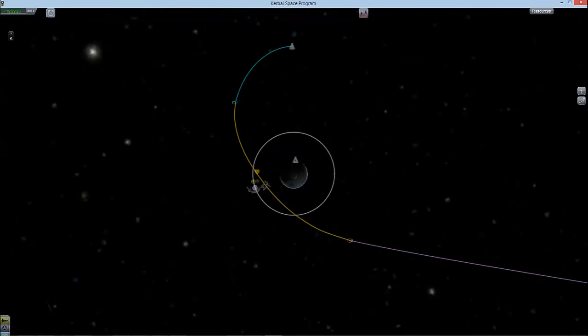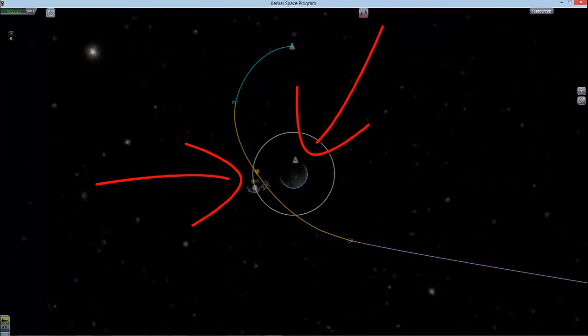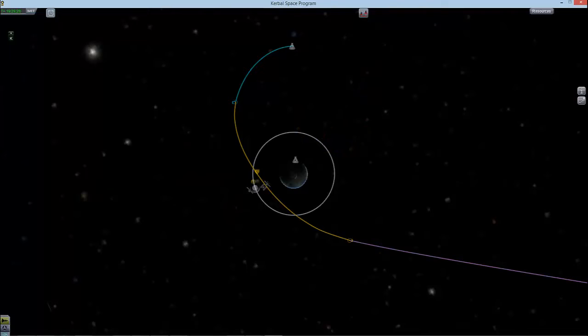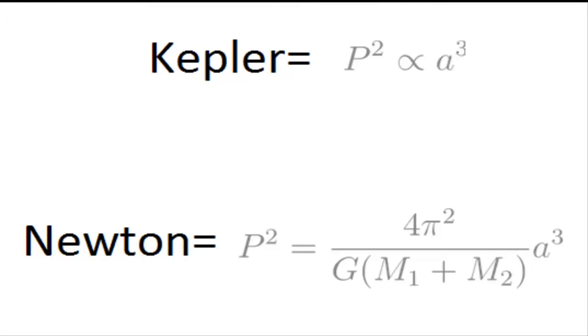However, Newton's version kicks in when both bodies have a similar or equal mass, and this means the problem becomes more complex, and you have to account for both bodies, how much mass both bodies have, and their interaction between each other. And that means Kepler's original version of the law will not work.